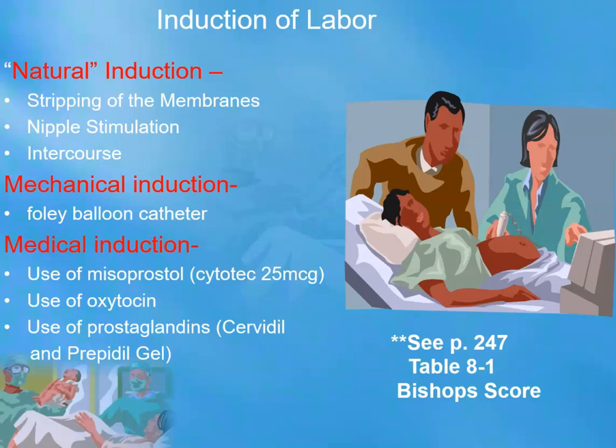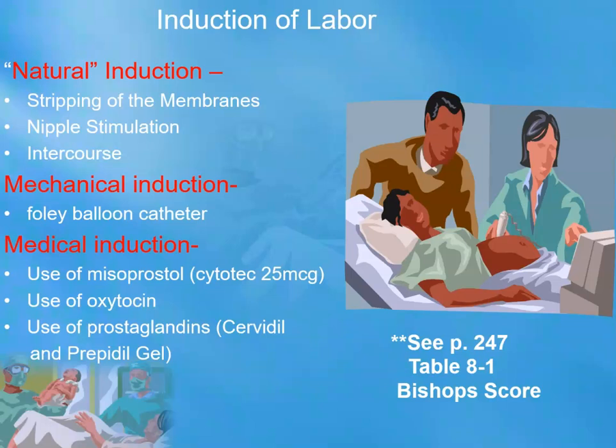The mechanical induction uses a Foley balloon catheter. We call it a Cook's balloon. What happens is the patient may be a little dilated, but not a whole lot, and we might want to help her along and try to stimulate that cervix to open. So they'll put a Foley balloon, or Cook's balloon they call it, in there, and we'll blow up that balloon, and it puts a lot of tension on the cervix and helps it to possibly stretch. So that's a mechanical type of induction.